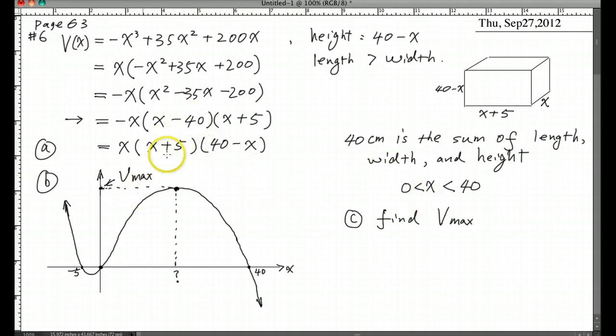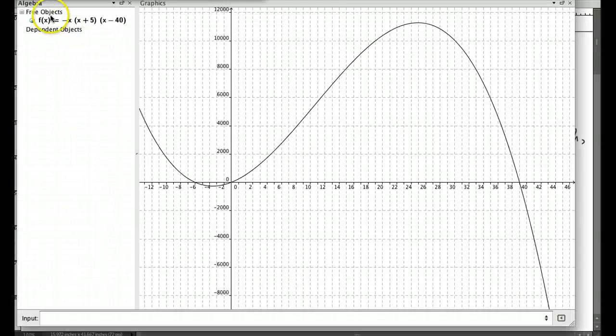So we go back to GeoGebra. We type this function in: negative x times x plus 5 times x minus 40. That's just another form, I factored the negative x out. So here you go, you get the same function, very similar to the one I sketched. Of course, the maximum is not right in the middle, it's shifted towards the right.